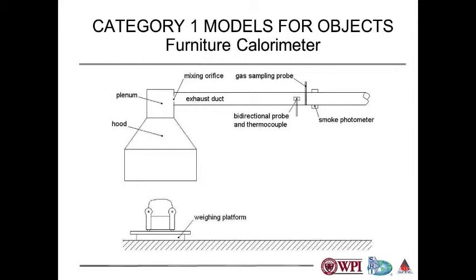We call it a furniture calorimeter because it was developed originally to obtain heat release and mass loss rate data for furniture. But it can be used for all types of objects. Essentially, the object is placed under a hood that is connected to an exhaust duct. In the exhaust duct, we have instrumentation to measure the heat release rate based on oxygen consumption. And then the object is also typically placed on a weighing platform so that we can measure mass loss rate. So that seems to be pretty straightforward, pretty simple.